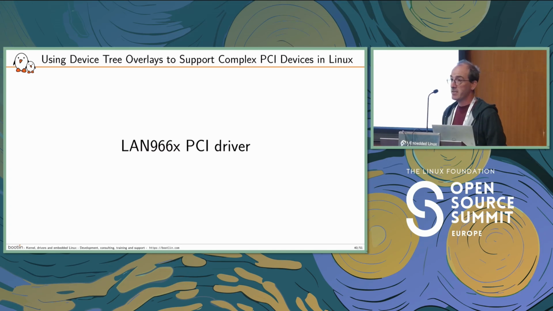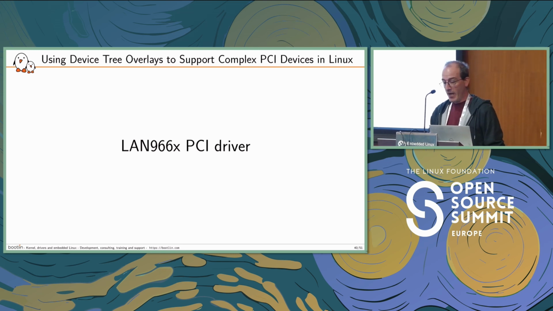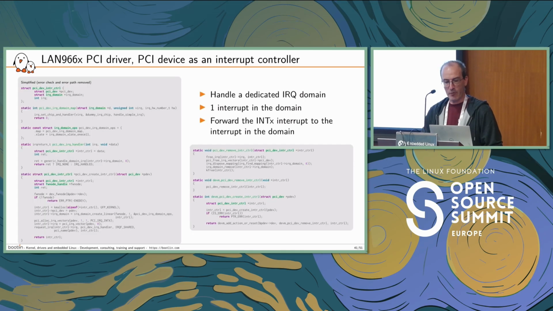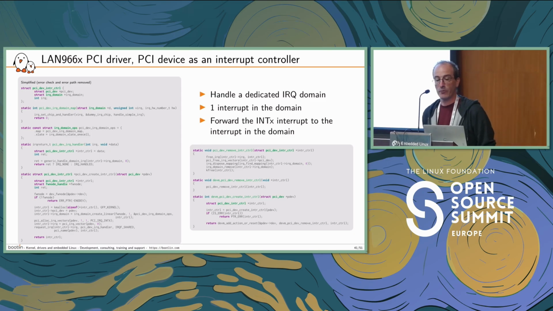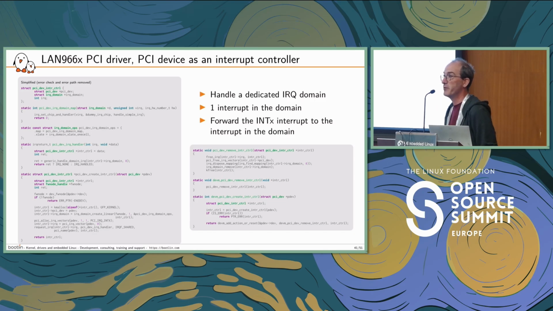So the last thing we need in order to have everything working is the LAN966x PCI driver itself. The driver that matches the vendor ID and device ID of our device. As I said before, we need to handle the interrupt. So we dedicate one hierarchical domain. We have only one interrupt in this domain, in our case the ENTX. And we forward the ENTX interrupt to the interrupt domain. That's all the code that does that.